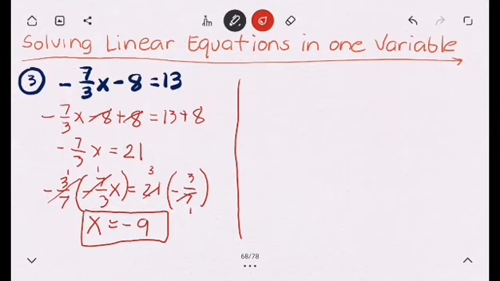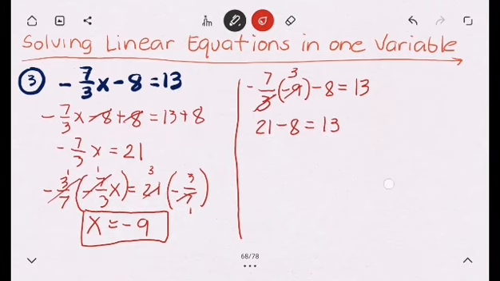Okay, so let us try to check, by simply substituting the obtained value doon sa ating original equation. Okay. So, negative 7 over 3 times negative 9. So, ito pwedeng i-cancel. So, magiging 3. So, we have negative 7 times negative 3. So, this is positive 21 minus 8 equals 13. Simplify natin yung left side. 21 minus 8 is 13. So, which is equal to 13.